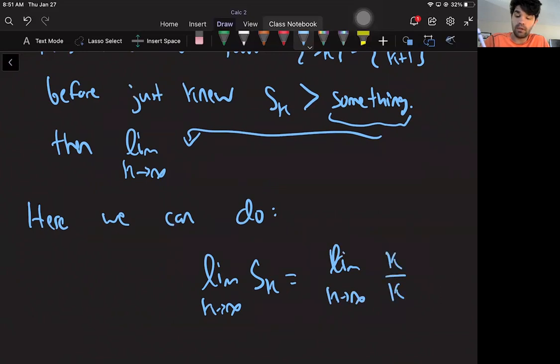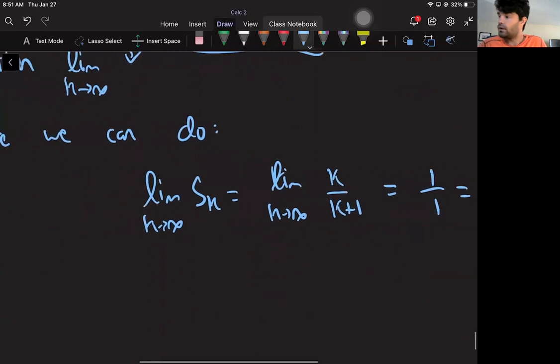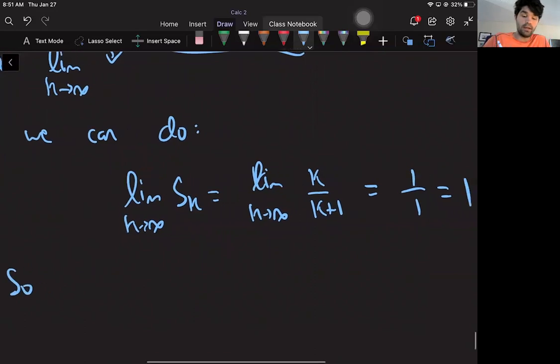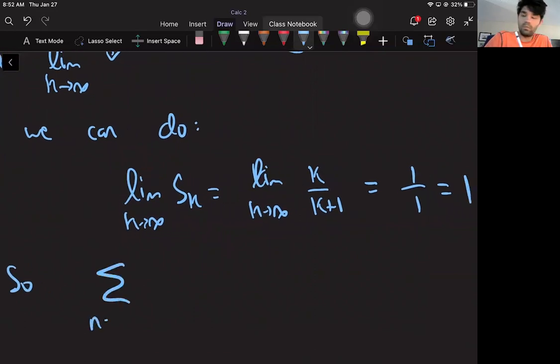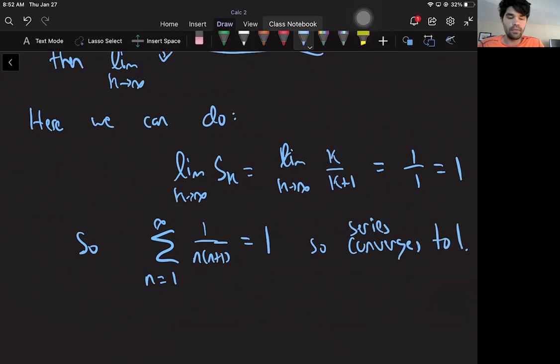So K over K plus 1, what does that limit go to? Well, the same power of the variable on top and the bottom, power of 1 for K. So if you use L'Hopital's rule by changing it to a function or use the shortcut, you end up just getting 1 over 1. And so you get 1. So then that is what the series converges to. The series converges to 1 is another way to say it.